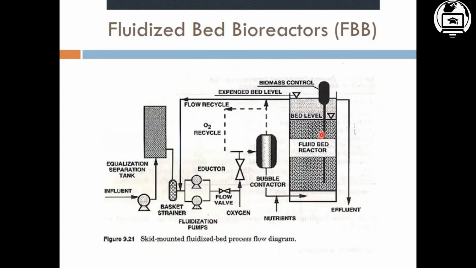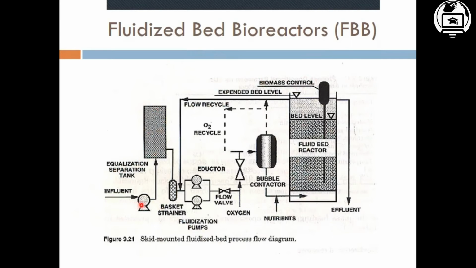This is a skid mounted fluidized bed process flow diagram, in which you can see there is not a single bioreactor. It has many things associated with it, and all of you know that bioreactors are not as simple as we said, but there are many auxiliary components or materials which are attached to it.